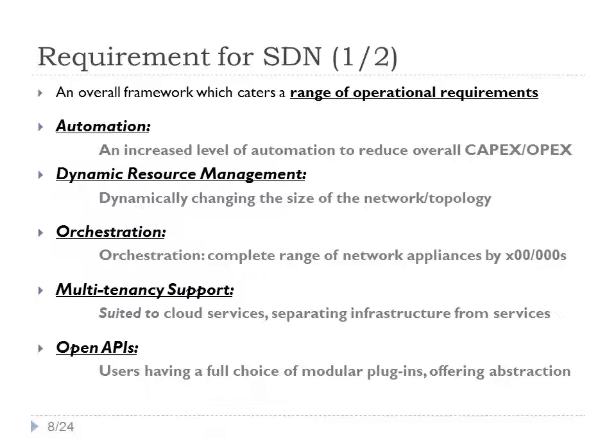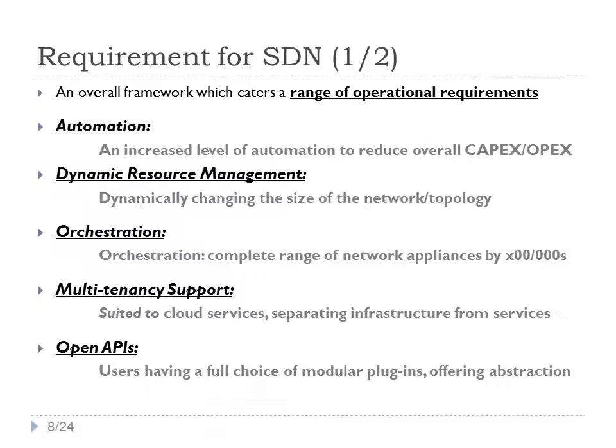The other one is dynamic resource management. So using SDN, we can dynamically change the size of the network. We can update the topology and the assigned network resources, which may further aid in network virtualization. And then we have something like network orchestration, particularly useful in network environments such as data centers. So we can orchestrate or control a complete range of network appliances by the hundreds, such as in data centers or larger campus network environments, using a centralized SDN controller.